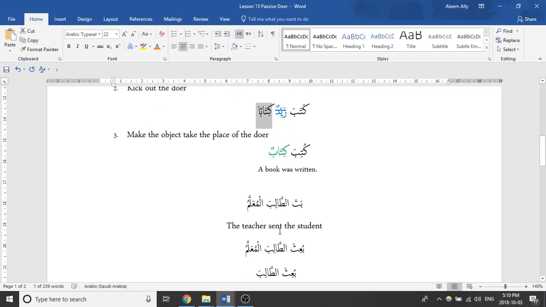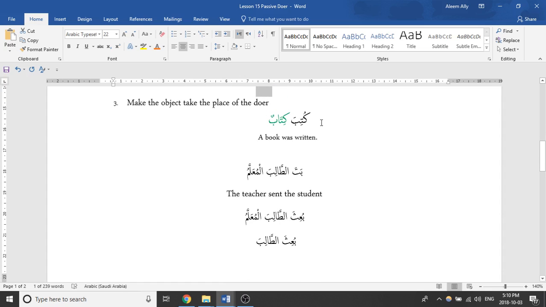Sheikh then did another example, and we'll walk through the steps once again, where he said ba'atha. There should be an ayn in there, so please pretend there's an ayn. بَعَثَ الطَّالِبَ الْمُعَلَّمُ. Can you guys identify who the doer is here, and the object and the verb? Give it a shot.